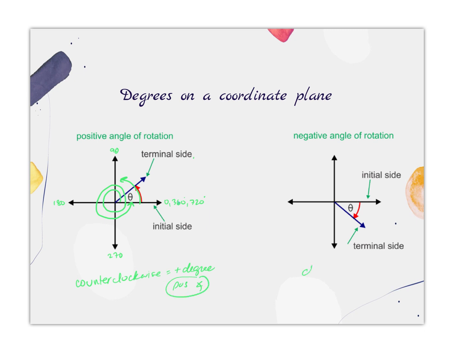Now, if I go clockwise, that would actually be a negative angle of rotation. So what would happen is, over here, my initial side is here. I start here, and I go in this direction. Notice I'm going clockwise. So this angle here would be, let's say, negative 30 degrees. I'm not sure if it's negative 30, but I'm eyeing it.